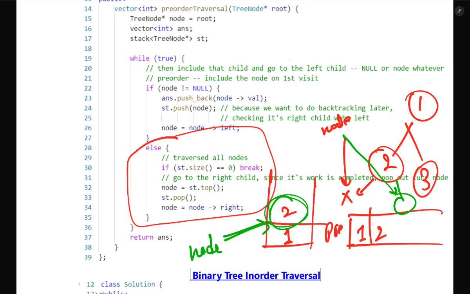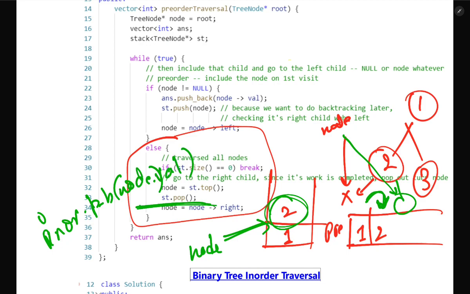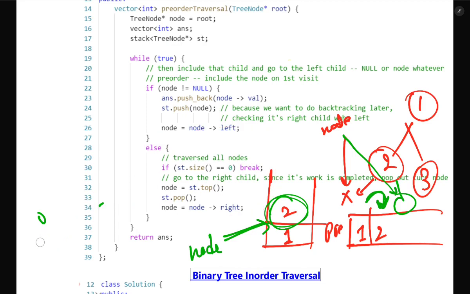But before my node moves from the left child of 2 to the right child of 2, are you able to see this thing? This is what? In-order, right? So for in-order, you have to write that line here: inorder.push_back(node->val). Okay, node val. This thing you have to write just before you start pointing your node from the left child to the right child.